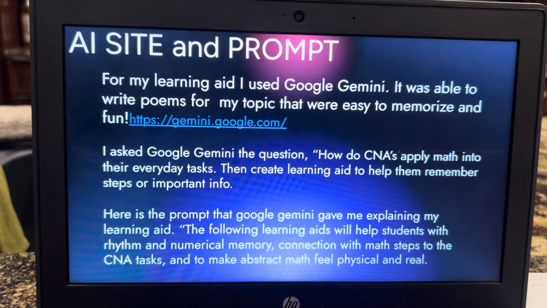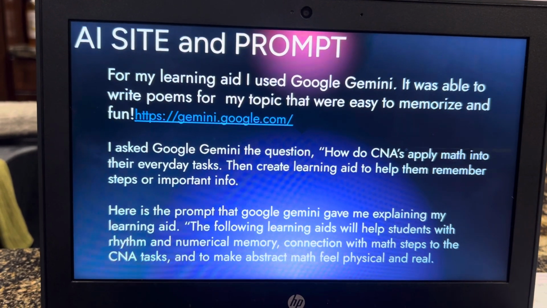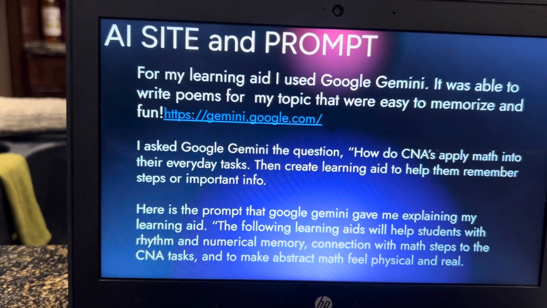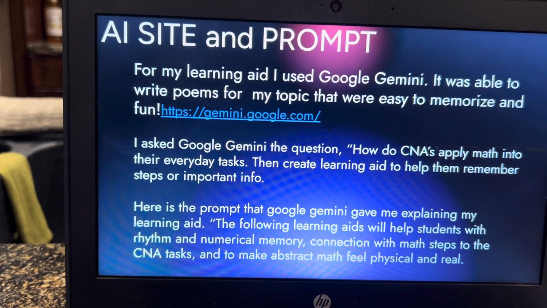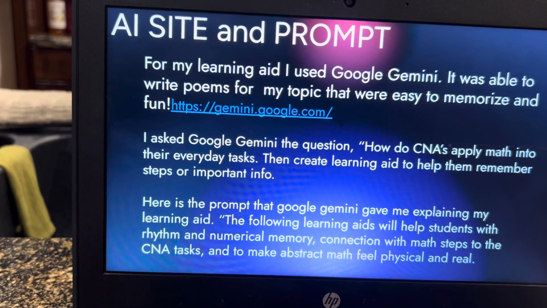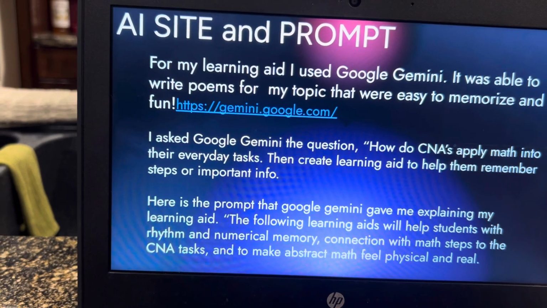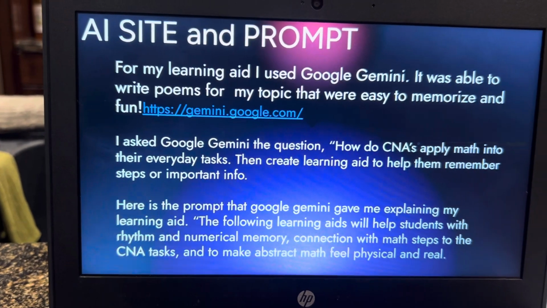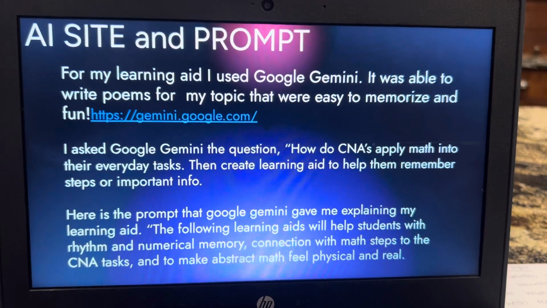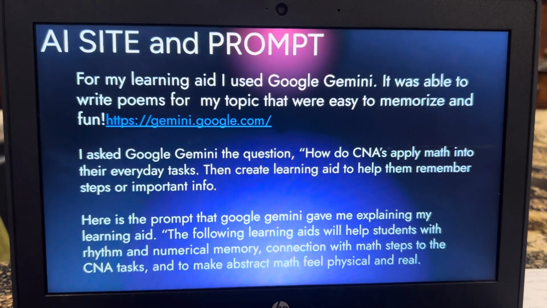Google Gemini gave me a note as well, and it said the following learning aids will help students with rhythm and numerical memory connection with math steps to help CNAs with tasks, and to help abstract math feel physical and real. So I think that connects it to our units in math this year and how we use real life problems in math.